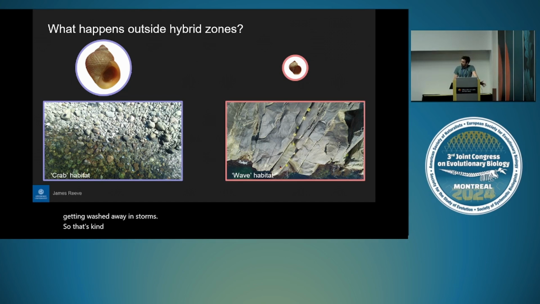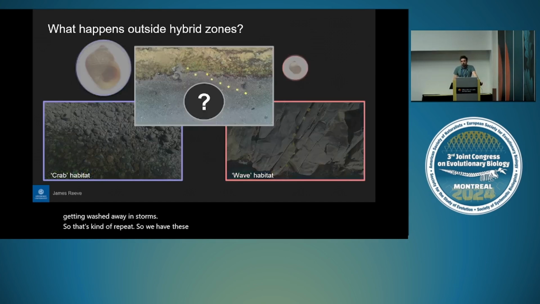So we have these habitats, but then there's other habitats too where we find these snails. We have, for example, marshy areas that are very sheltered, and we don't really know what is there. Is it a crab ecotype? Is it a wave ecotype? Is it something else?